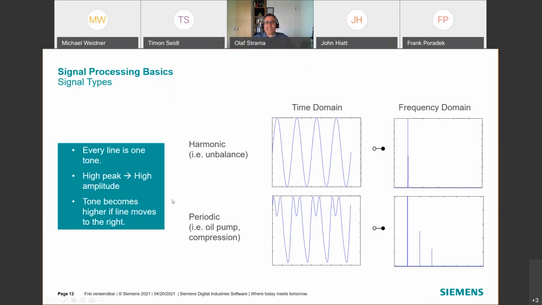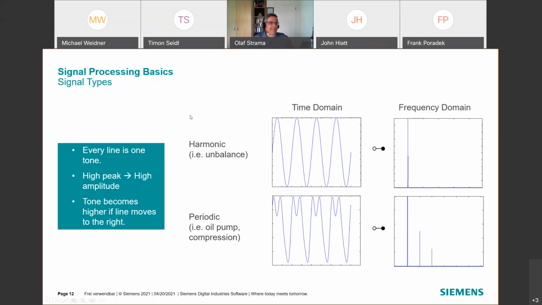So that's quite easy. Every line is a tone in these pictures. A high peak corresponds with high amplitude, and the tone becomes higher if the line moves to the right. Therefore, some examples may also be interesting. You can take a signal generator and generate tones with different frequencies to get a feeling, to get an impression. What does it mean if I have a 1 kilohertz tone, a 2 kilohertz tone, a 200 hertz tone? How does it sound? This sometimes also helps to analyze faults, to understand faults, if we have a kind of impression of what we are seeing in the spectrum.